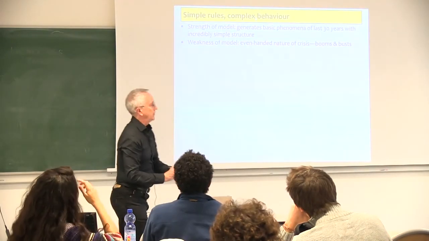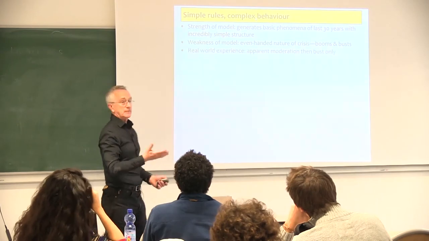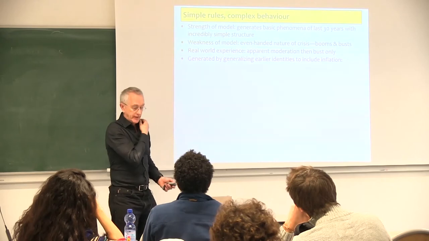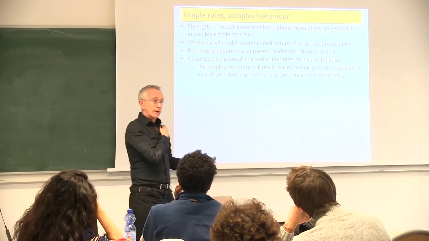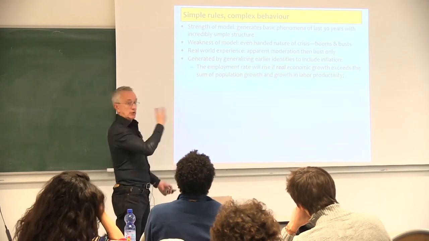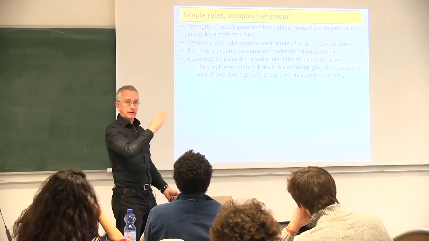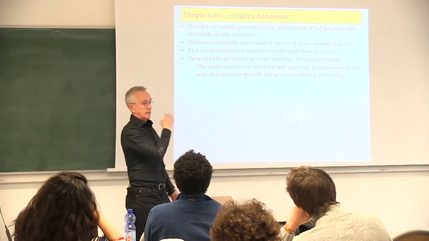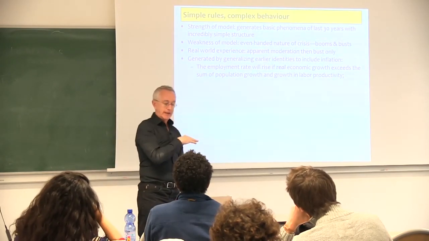So the weakness of that model, of course, is that you get booms and busts on both sides. And the reason was I didn't have a price equation inside there. So what I'm now going to do is generalize those identities to include inflation. Having an employment rate doesn't change because inflation turns up on both sides when you've got nominal output minus the equalizing terms, inflation cancels out.